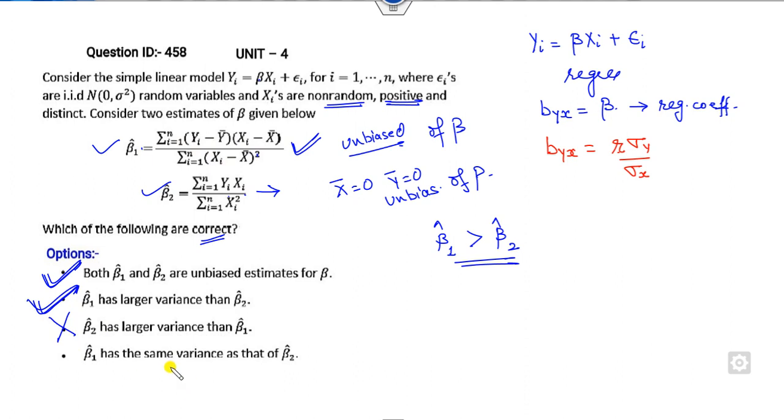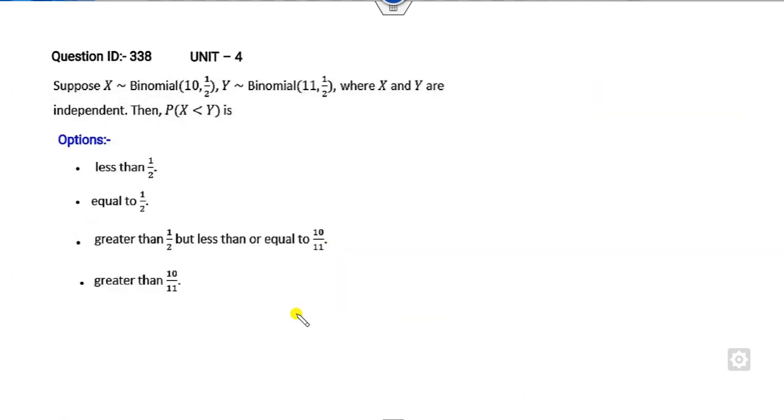This is cancelled out. It is the same only when x bar is 0, but it is a particular case, so it need not be true. So the right answer is A and B. This is a standard statement, and you can simply remember that.